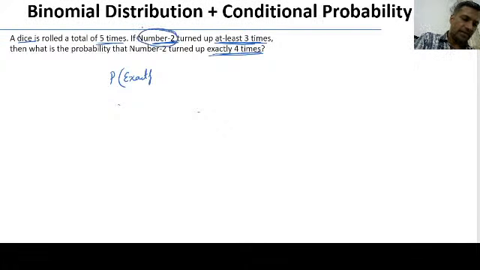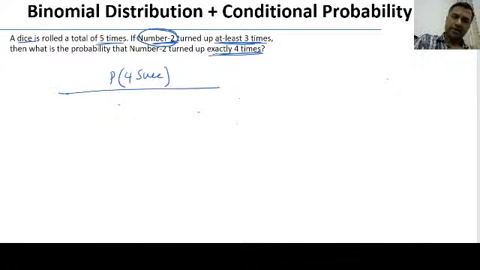Number 2 is the outcome. I'm interested in number 2. Out of all the outcomes, 1, 2, 3, 4, 5, 6, I'm interested in this. How many times? Exactly 4 times. Let me write it as probability of getting 4 successes. What is success? Getting a number 2. That's success.